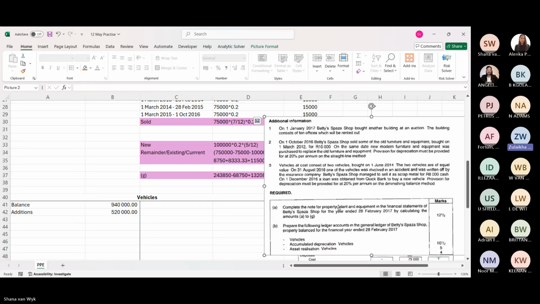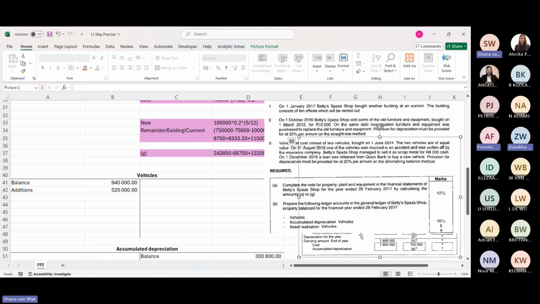Since when does a Spaza shop sell vehicles? I think we've come to learn that they sell anything and everything. Oh yeah, we're in Mzansi.